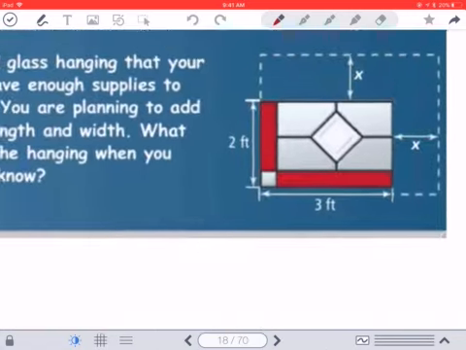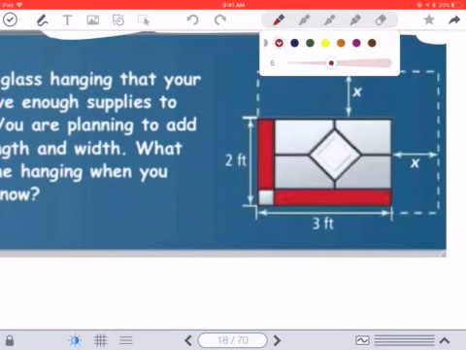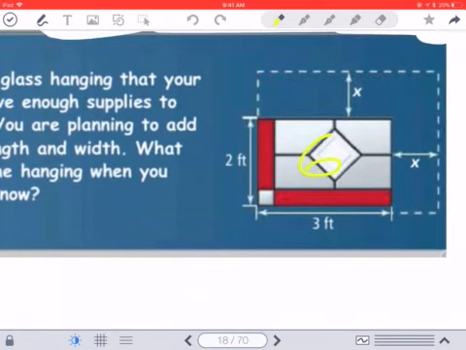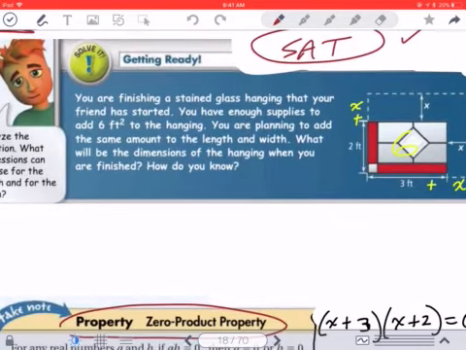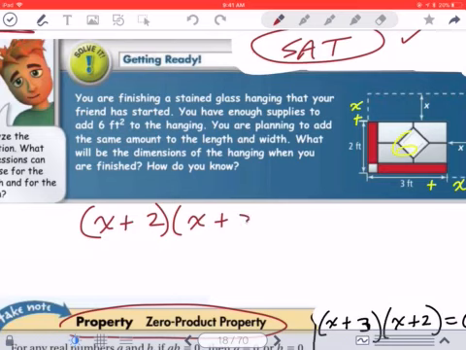Okay, you also know that you're adding the same amount. So now, maybe I'll do this in yellow. So this is 3 feet, and you're adding x right here. So this is 3 plus x, and you're adding x right here, so that's 2 plus x. And again, you know that the total is 12. So I can say x plus 2 times x plus 3 is going to equal 12. And the 12 is the 6 plus 6, the 6 that's already there and the 6 that you are going to add.